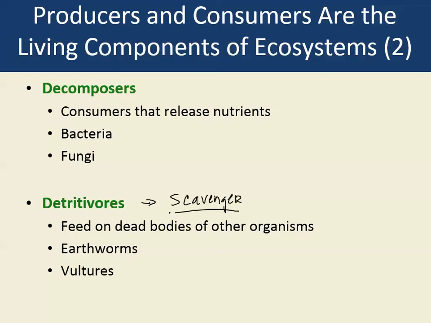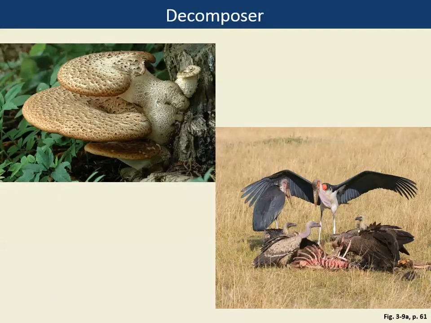So you've got vultures. We see a lot of turkey vultures in this area. Whenever you're out and you see those birds that are just circling, there's probably a dead animal somewhere very close by. So here's some decomposers. You've got a fungus up in the upper left, and then you've got a detritivore, those scavengers down in the lower right.